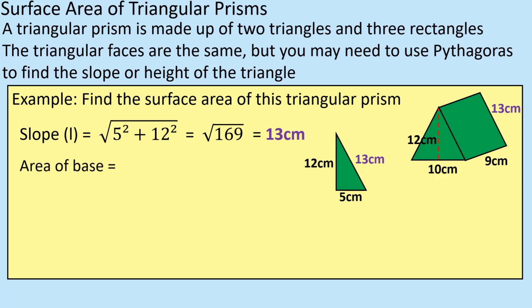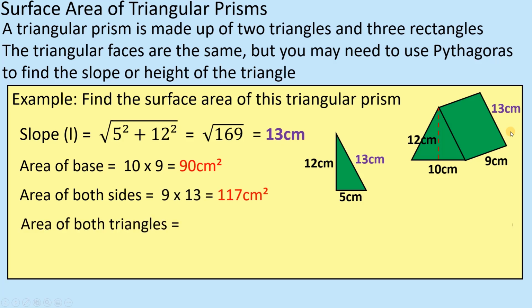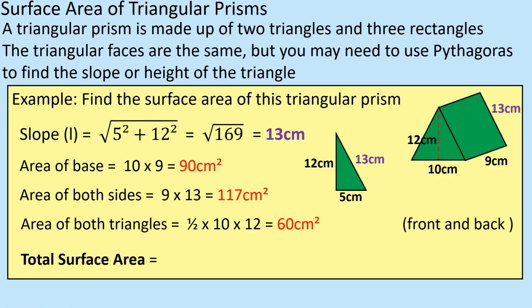So the area of the base, the one at the bottom, is 10 by 9, which is 90. Then you've got two other rectangles, both sides, where you've got 13 by 9, so two of those. And the area of both the triangles, which I've already mentioned, is going to be 60, and obviously two of those. So stringing it all together, you've got a total surface area of 90, which is the base, your two triangles, and your two rectangles, the ones that go up on the sides, and that gives you 444 centimeters squared.